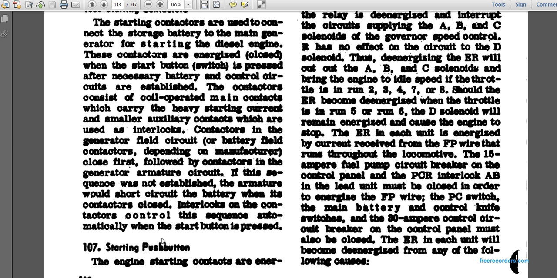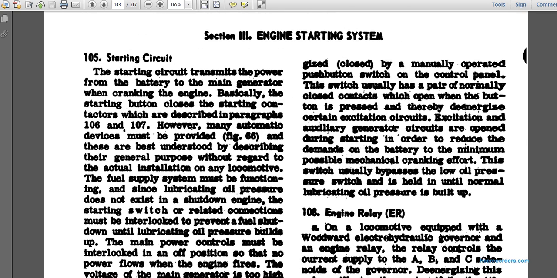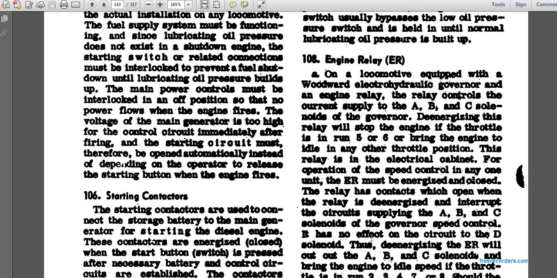107, the starting push button. The engine starting contactor is energized and closed by a manually operated push button switch on the control panel. The switch usually uses a pair of normally closed contacts which open when the button is pressed, thereby de-energizing certain excitation circuits. The excitation circuits and auxiliary generator circuits are opened during starting in order to reduce the demands on the battery to the minimum possible. Mechanical cranking after the switch usually bypasses the low oil pressure switch, which is held until the normal lubricating oil pressure is built up. 108, engine relay.